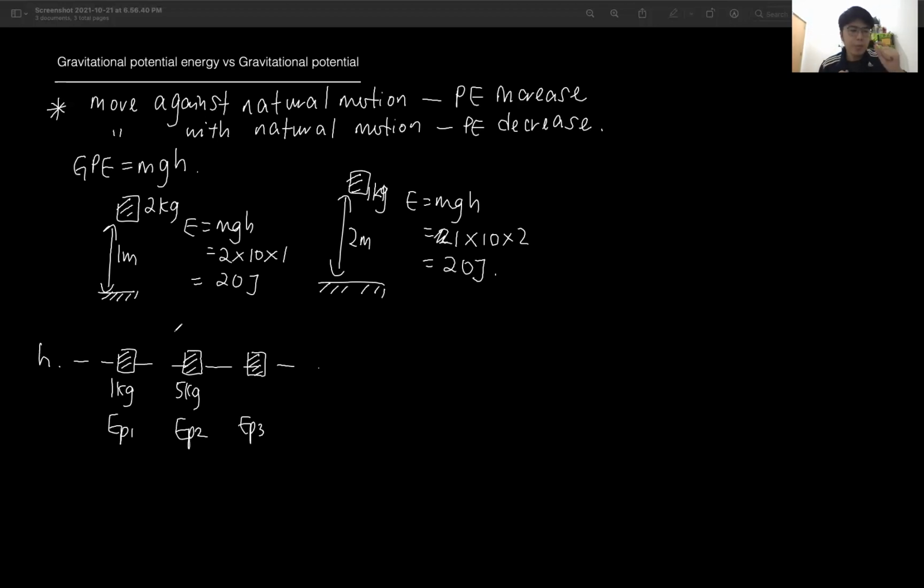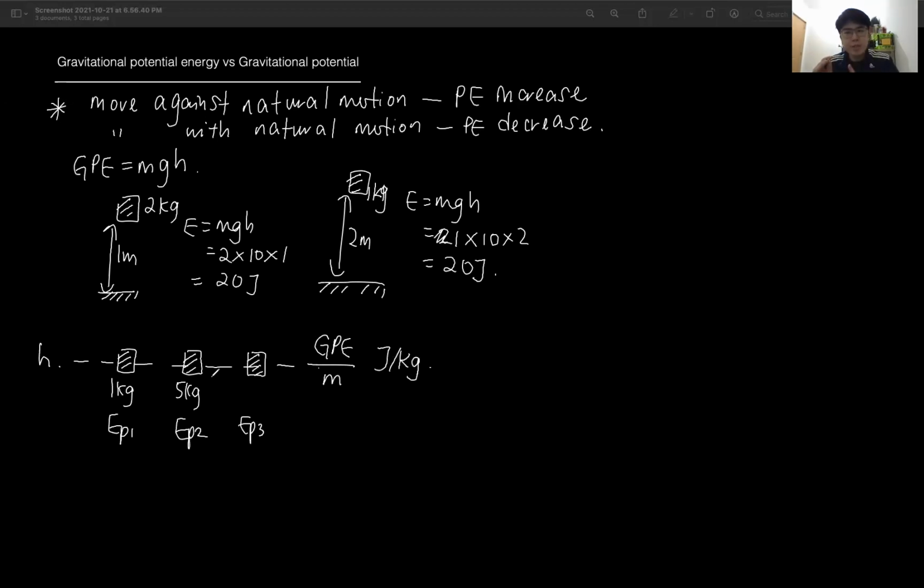Now, we want to make everybody the same. So I would use another quantity that is independent of the mass of the object, that is only dependent on the location. So I would take GPE and then I divide it by the mass. That is GPE per unit mass. Okay, if you look at the unit for this, it is J/kg.